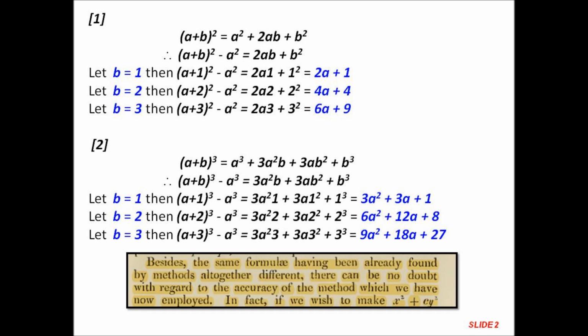We can see from 1 and 2 that taking the binomial expansions of a plus b to the powers n and letting b equal 1 to infinity, we generate the identical equations obtained in Part 1 and highlighted blue. In the words of Leonhard Euler, besides the same formula having been already found by methods altogether different, there can be no doubt with regard to the accuracy of the method which we have now employed.